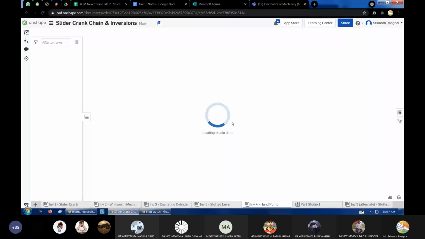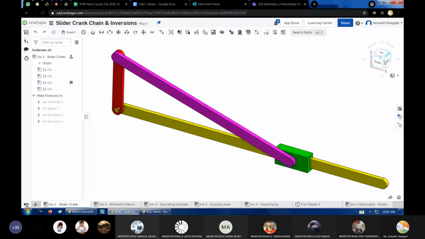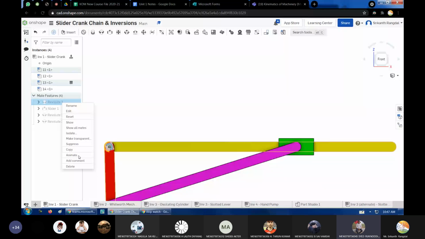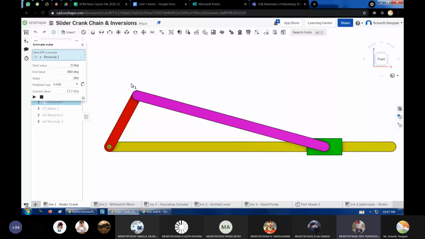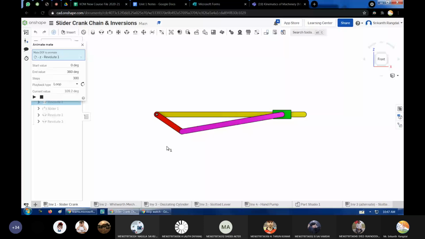Okay, so the first inversion is a very simple inversion. You can see the red link here will continue to rotate. Are you able to see this? Yes, sir. Okay, so I have played it. Can you see the animation? So what's happening here is the yellow link is fixed. The red one is rotating a complete 360 degrees, and the pink link is acting more like a connecting rod.